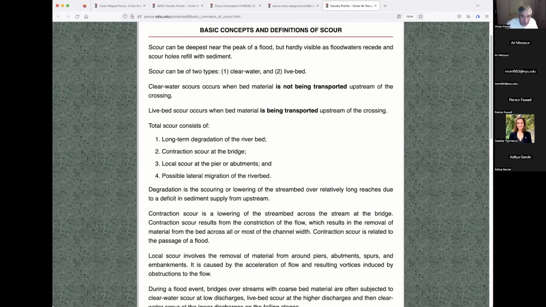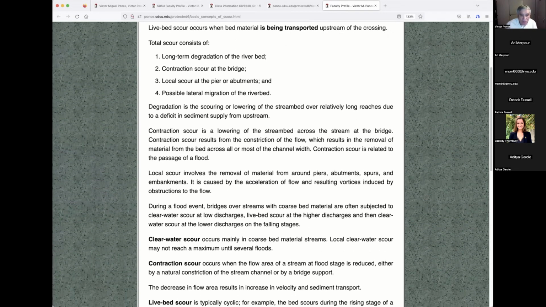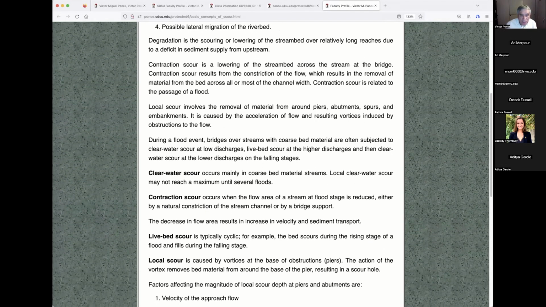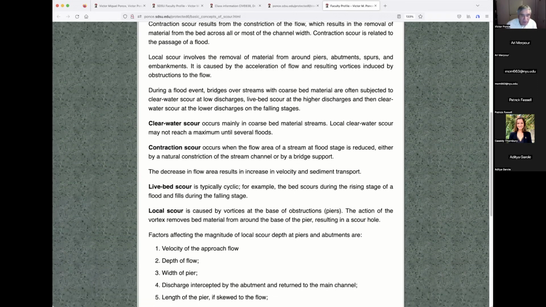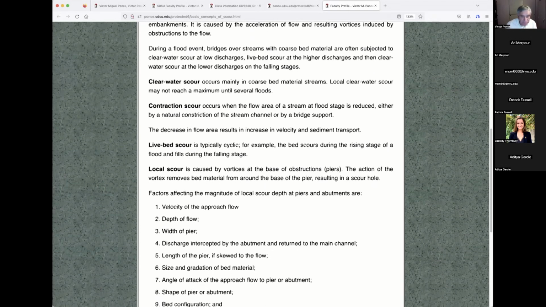Degradation is the scouring or lowering of the stream bed over relatively long reaches. Contraction scour, I already talked about that. Local scour, removal of material from around piers, etc. Clear water scour, contraction scour, we already covered that ground. Live bed scour and local scour. Okay, so I urge you to review this as you prepare for the exam, because this is just a summary of the main document.